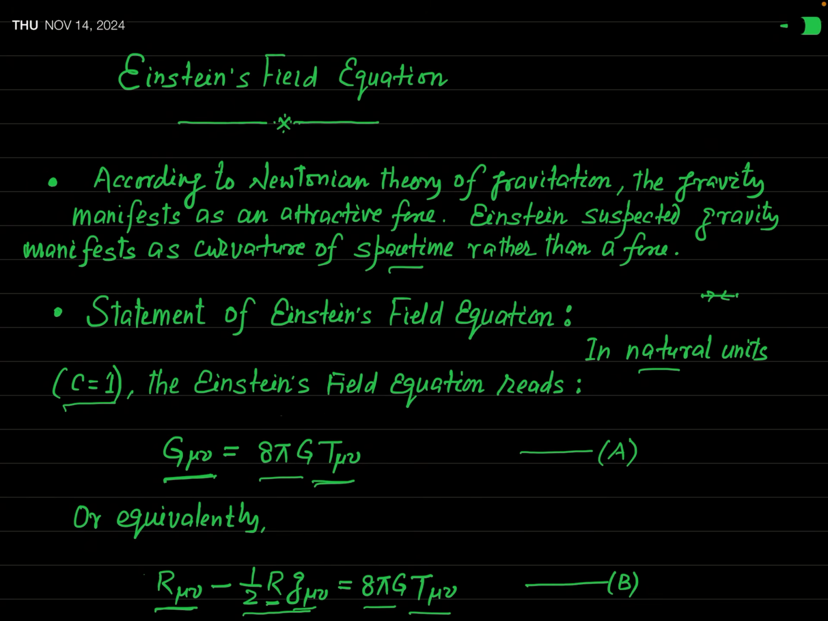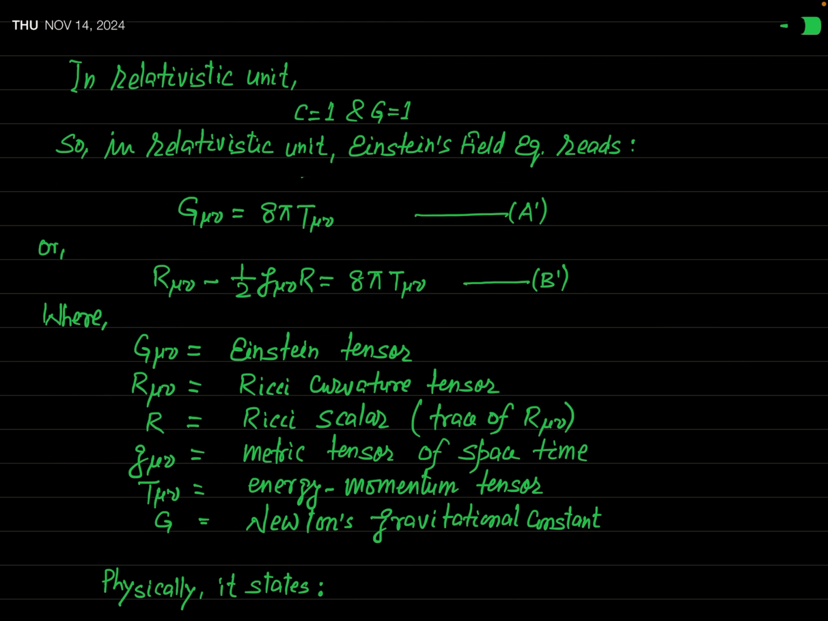And this capital G is the well-known universal gravitational constant in Newtonian theory. So this is Einstein's field equation written in natural units. But if your aim is to write down this field equation in relativistic units, then in relativistic units the universal gravitational constant G is also taken as 1. So when G is replaced by 1, Einstein's field equation will be expressed in relativistic units.